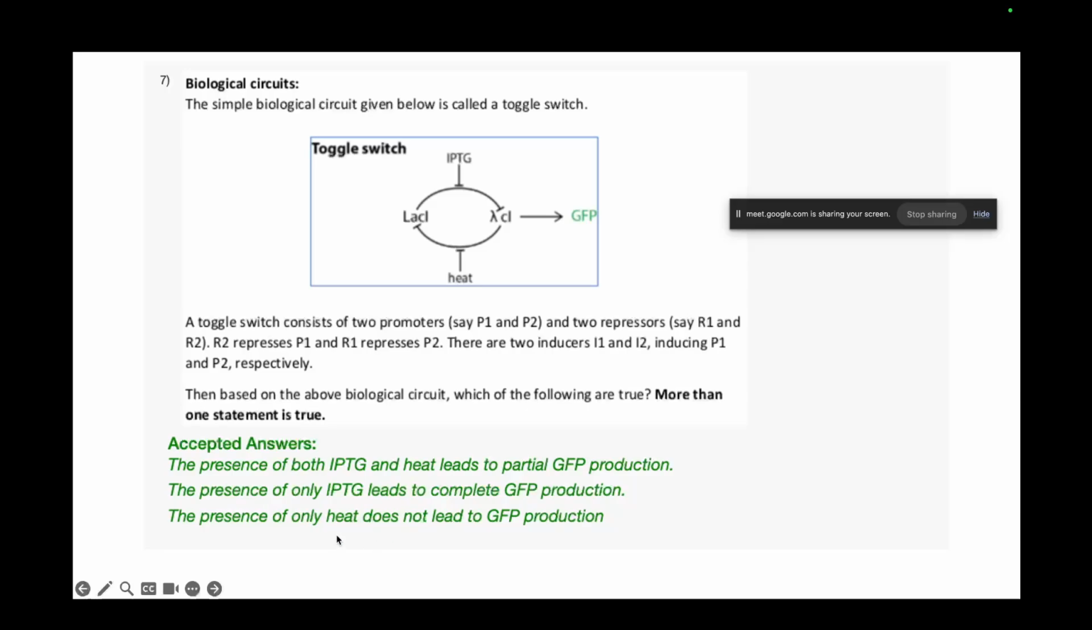I think it is wrong. And the third option, the presence of only heat does not lead to GFP production, is because you don't have IPTG here. You only have heat. Heat is repressing the formation of lac I from lambda CI, and lac I itself is not forming lambda CI again. So your lambda CI is very low, which in turn will not give you GFP. The first and third options are correct. The second option, I don't think is correct. I'll recheck and I'll discuss this in the next class.